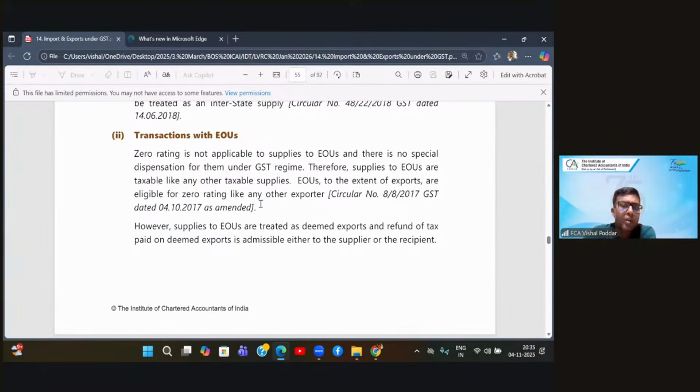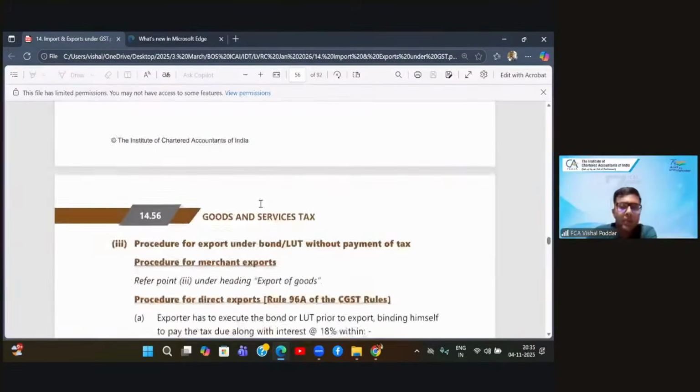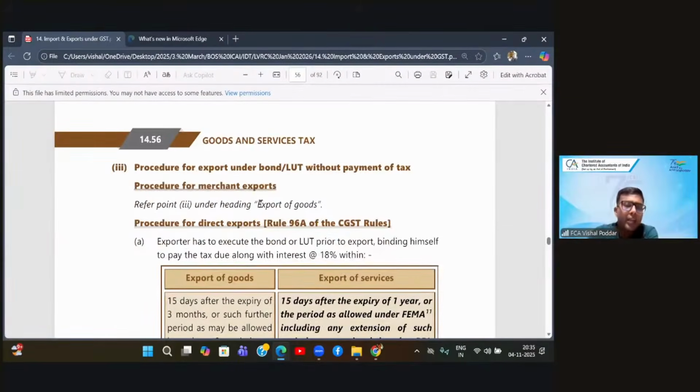But what is then the special benefit for EOU? Supplies to EOU are qualified as deemed export vide section 147 read with the respective notification. And in that case, when I supply to EOU, firstly, I will pay the full tax. And after that, after filing my GSTR-1 and 3B and paying the full tax, either me or the recipient EOU, any of them can avail the refund. This is the benefit.